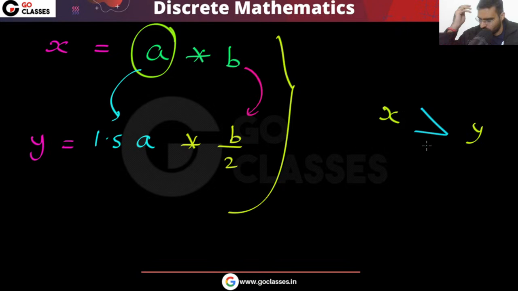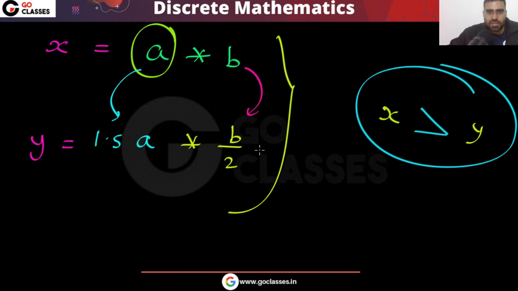Right? Yes or no? X is bigger because you are dividing by 2, but you are not multiplying with enough. Yes or no? X will be bigger if this happens. So the same thing is happening here also.